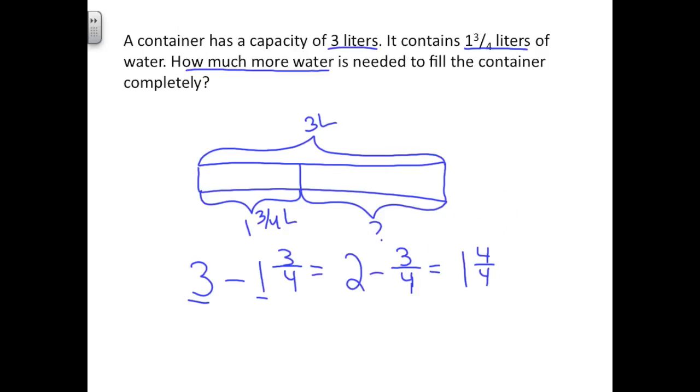So now I'm going to continue rewriting the problem, minus 3/4. And now I can subtract because 4 minus 3 is a positive number. So I don't have to do any more regrouping. So I still have 1 whole, and 4 minus 3 is 1 with 4 in my denominator. So 1 1/4 is the answer. Our final sentence should say 1 1/4 liters are needed to fill the container completely.